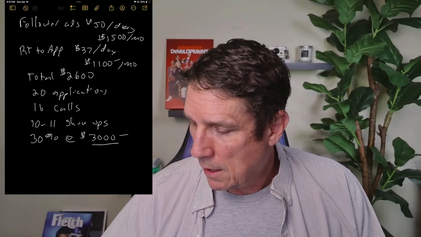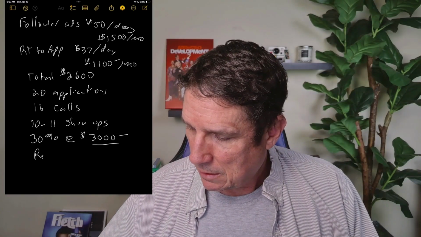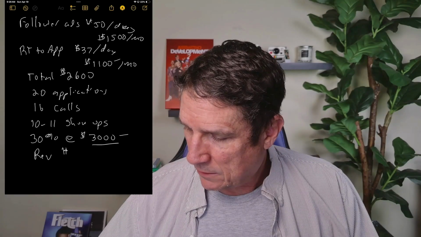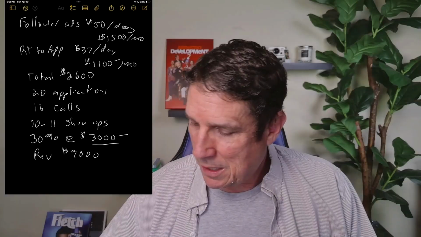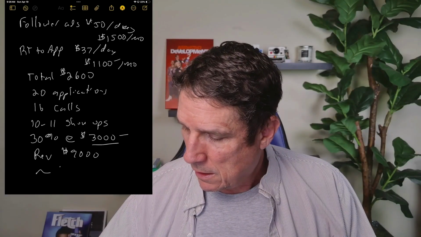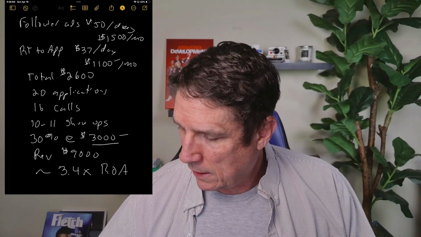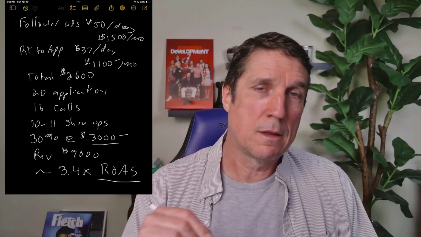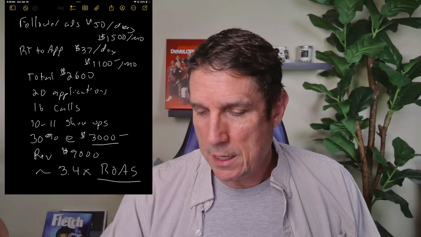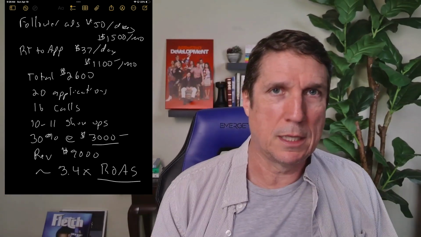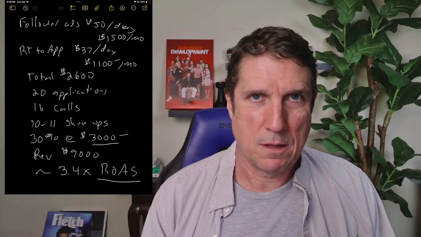So if you do 30% at $3,000, then your revenue is going to be about $9,000 on your $2,600 ad spend. That's about a 3.4x ROAS, return on ad spend. That's great. Now you might be thinking, well, I know such and such that got a 10x. Yeah, sometimes you can get 10x. Just this is a steady funnel, if that makes any sense.